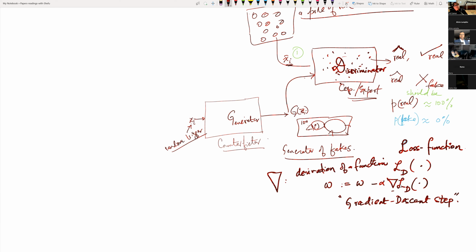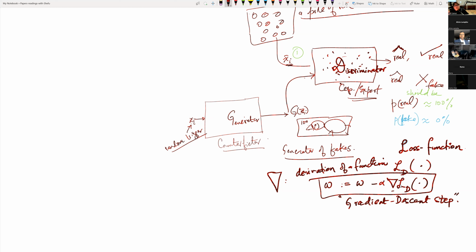It's a derivation of a function if the function is made up of many, many parameters or variables. So this is the celebrated gradient descent equation, but I won't go into that. Suffice it to say that if you can quantify how wrong the discriminator was, how wrong the cop is, you can do something about it.